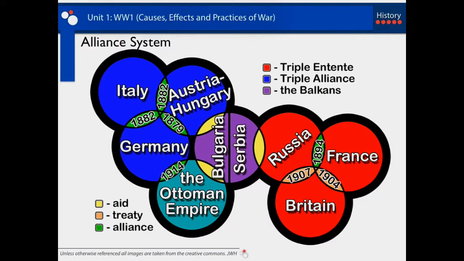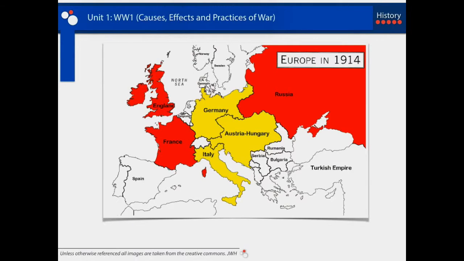And then the Triple Alliance of Italy, Germany, and Austria-Hungary. You can see in the middle there is the Balkans, and we're going to come on to that. But the two big alliance systems are the Entente and the Triple Alliance. And this is what Europe looks like in 1914.